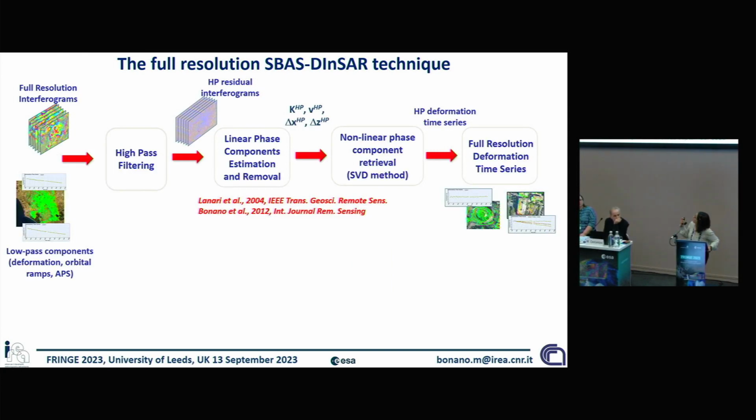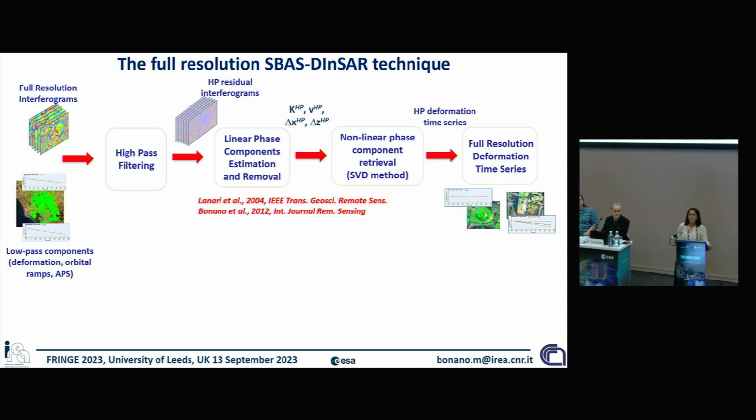This is the simplified block diagram of the full resolution SBAS-InSAR technique, which basically consists of four main blocks. We start from the stack of full resolution DInSAR interferograms, and then we also exploit all the low pass components coming from the low resolution SBAS processing, which are relevant to deformation, orbital ramps, and atmospheric phase screens. They are put together and subtracted modulo 2 pi from the full resolution interferograms in order to get what we call the HP, high pass, residual interferograms.